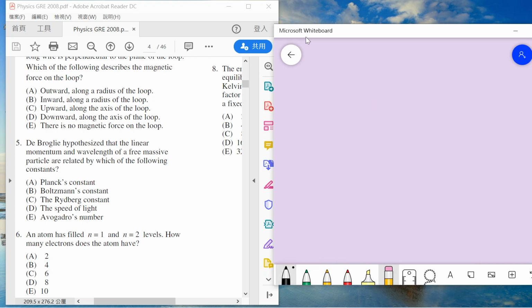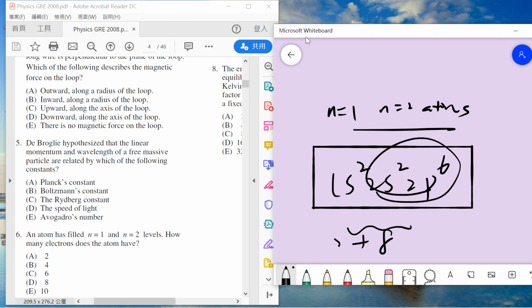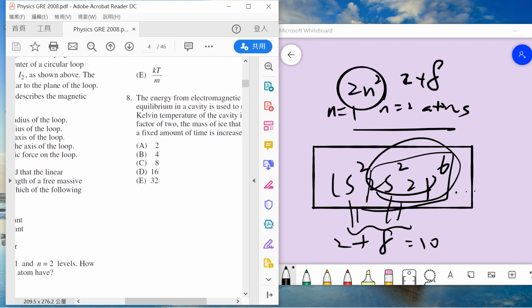Okay, and then number 6, an atom with n equals 1 and so on. How many electrons? You have 1s2, 2s2, 2p6, and then you fill all of this. So in total you have 8 electrons. Oh, sorry, you have 2 more. This is 8 electrons plus 2, so you have a total of 10 electrons. The answer should be 2n squared in each layer. So you have 2 plus 6, 8. So 8 is just this part, and 2 is this part. So in total you have 10 electrons.